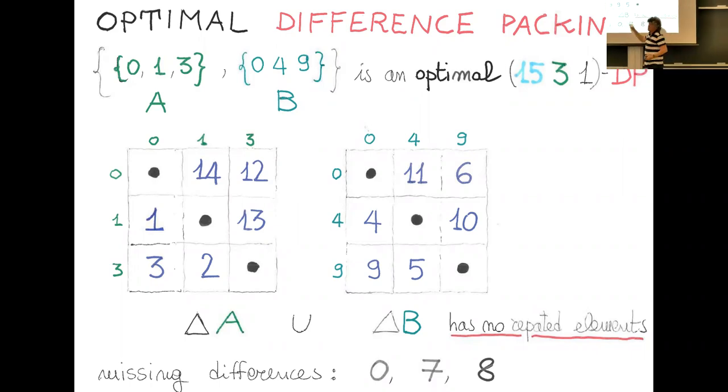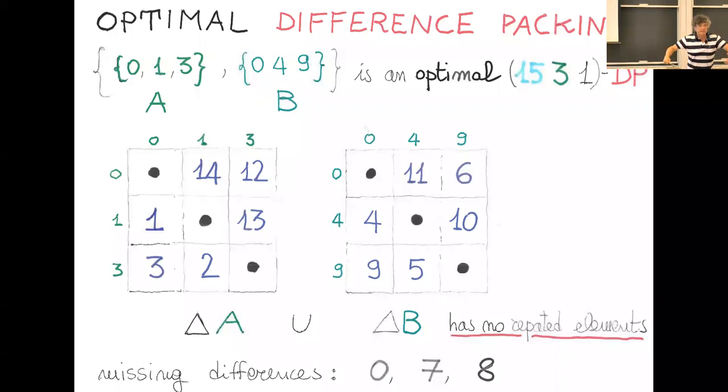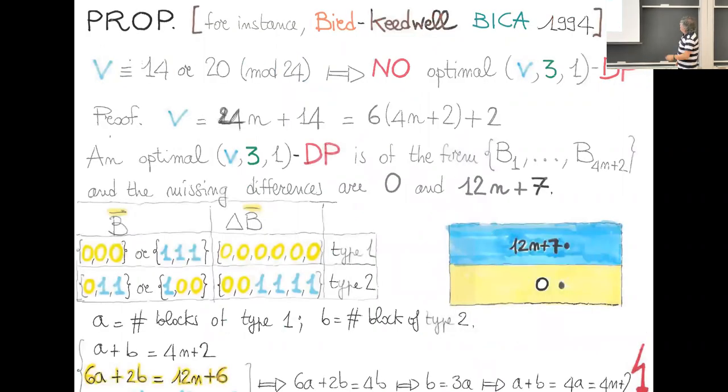This is optimal because, of course, we cannot have an optimal packing with one more block. Because if I had one block of size 3, I would have six more differences. And this is not possible because I would cover some elements more than once. So you understood what an optimal difference packing is.